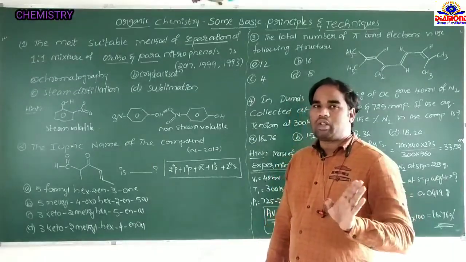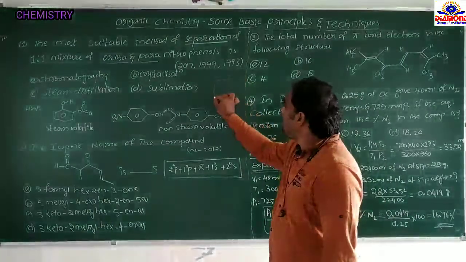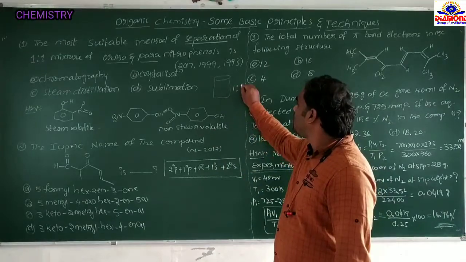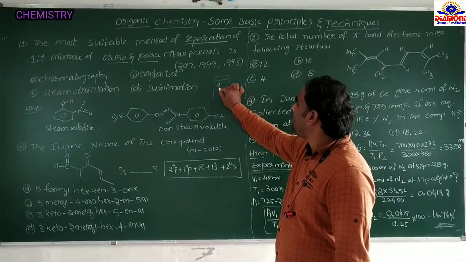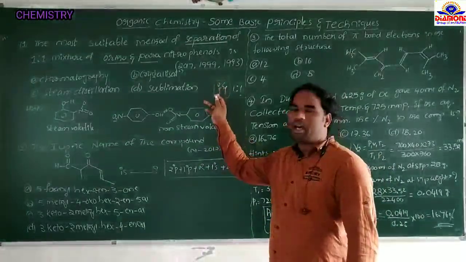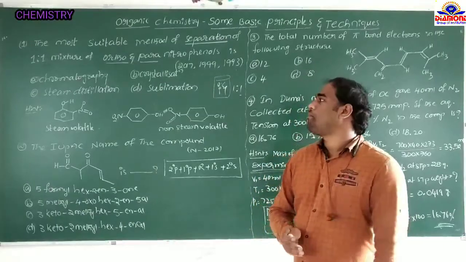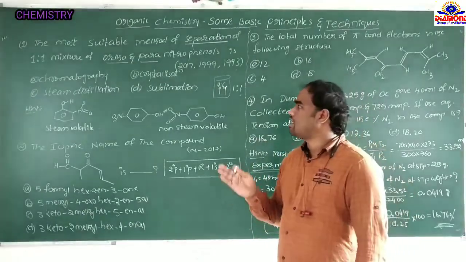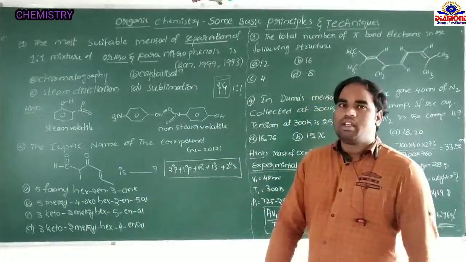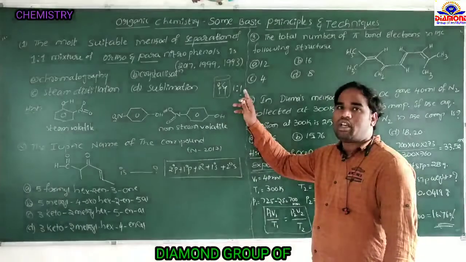The mixture of orthonitrophenol and paranitrophenol. So for example, this is a beaker. In this beaker, a 1:1 mixture of orthonitrophenol and paranitrophenol is present. So this orthonitrophenol and paranitrophenol are separated by using which technique? Chromatography technique, steam distillation technique, crystallization technique, or sublimation technique? Which technique is applicable to the separation of ortho and paranitrophenol mixture?